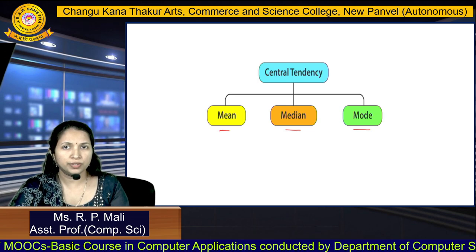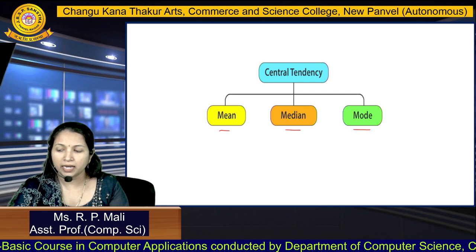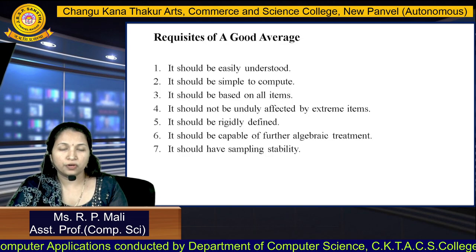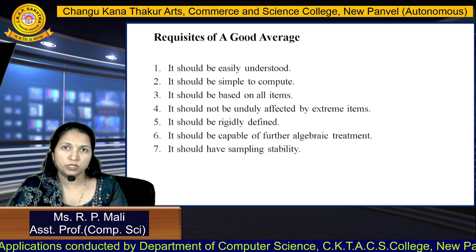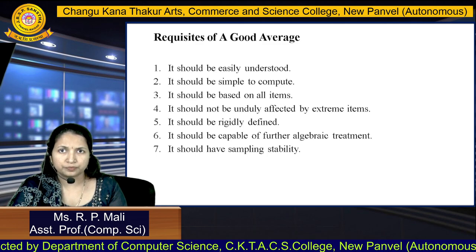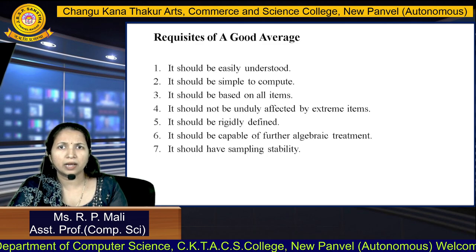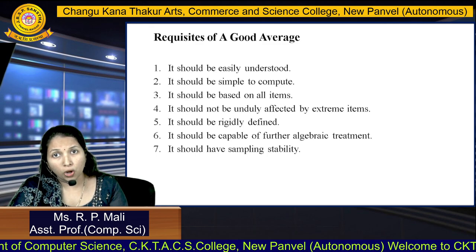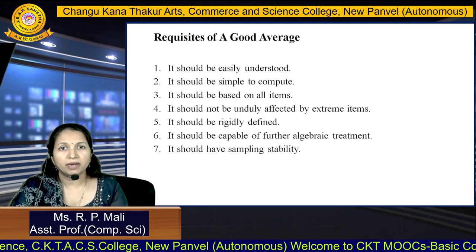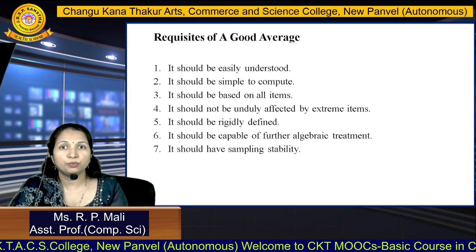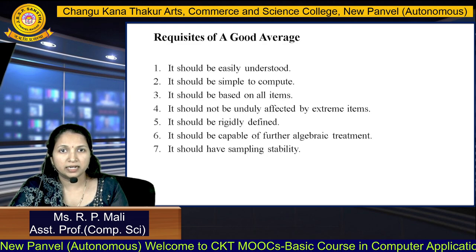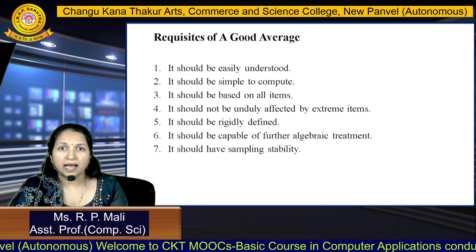Okay, so today we are going to see what you mean by arithmetic mean. So these are some prerequisites for a good average. Average means what? Your mean. So your mean should be easy to understand. It is simple to compute. It should be based on all the items. It should not be unduly affected by the extreme items. It should be rigidly defined. It should be capable of further algebraic treatment. It should have sampling stability.